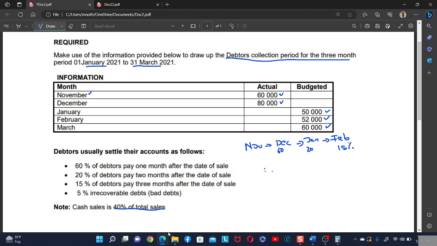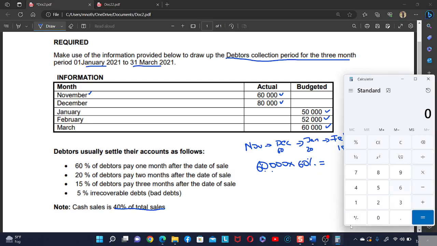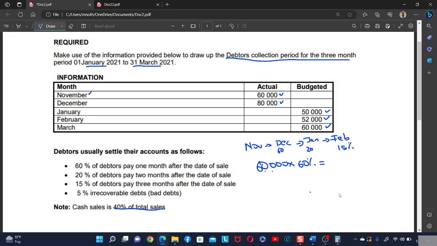Now for November, the sales are 60,000. They are saying that cash sales are 40%. Because we want the credit sales, it means that the credit sales are 60%. How much is that? 60,000 times 60% is going to be 36,000. So for November, the credit sales are 36,000.